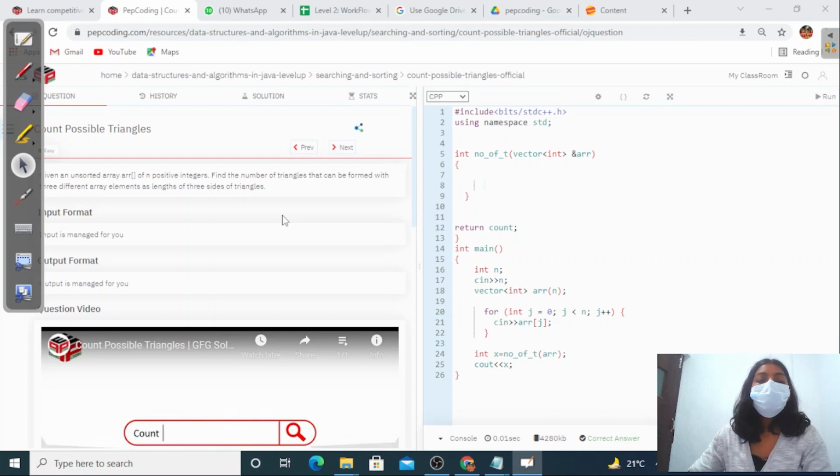So in this video, we are going to discuss another question of the searching and sorting series, that is count possible triangles. So let's see what this question says. This question says that you will be given an unsorted array of n positive integers. Find the number of triangles that can be formed with three different array elements as lengths of the three sides of a triangle. Okay, so we have to find the number of triangles that can be formed with array elements.